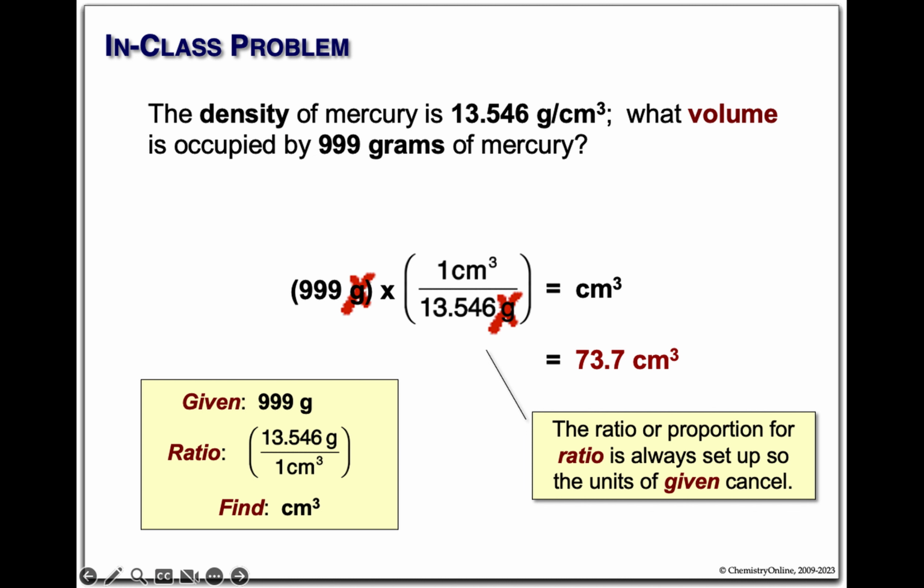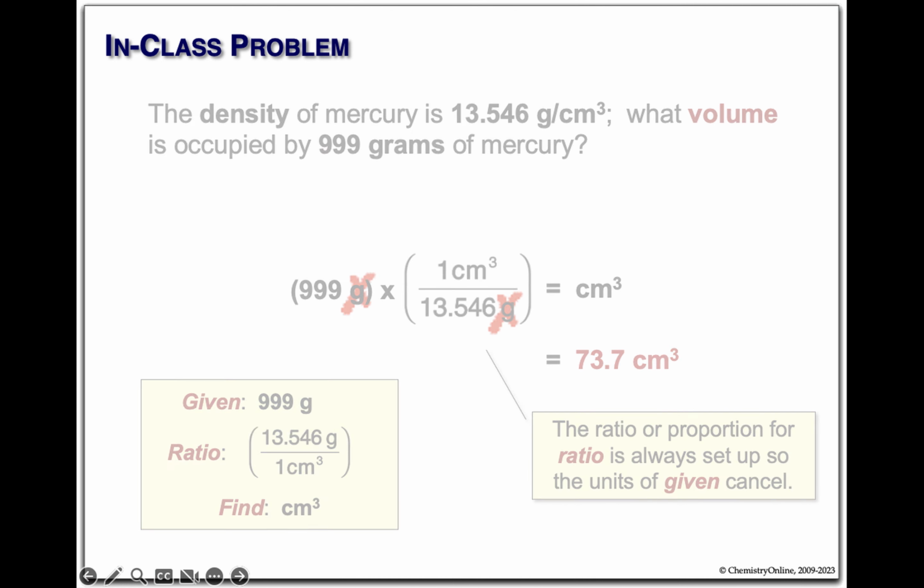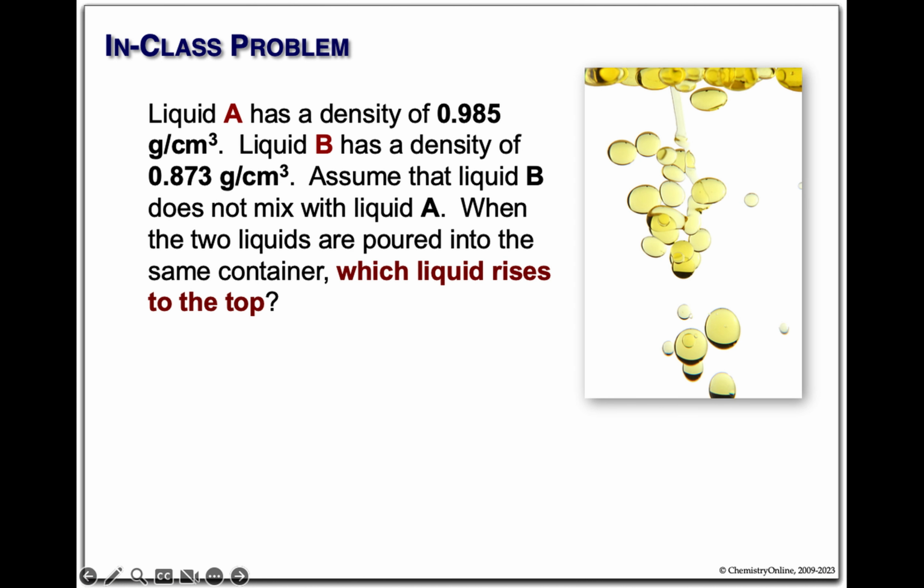One more simple one here. We have 2 liquids. They are immiscible, means they don't mix. Think oil and water. Liquid A has a density of 0.985, B is 0.873. When you put them together, what happens? Which liquid will rise to the top?